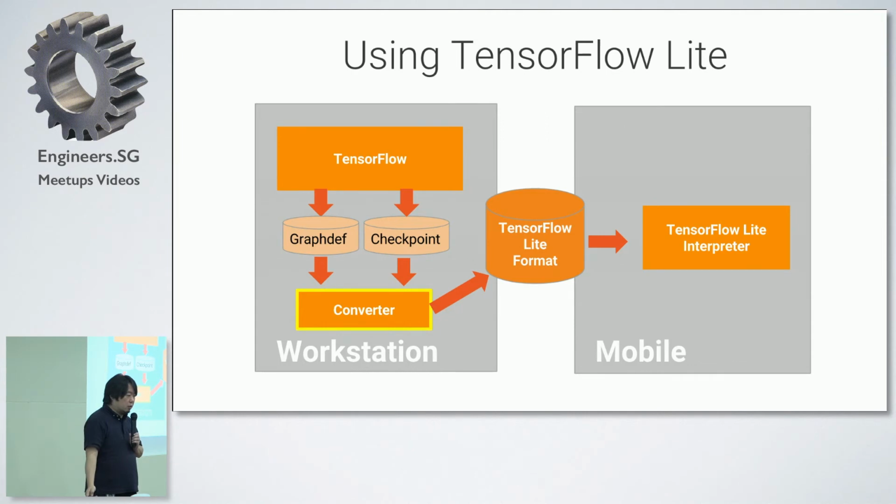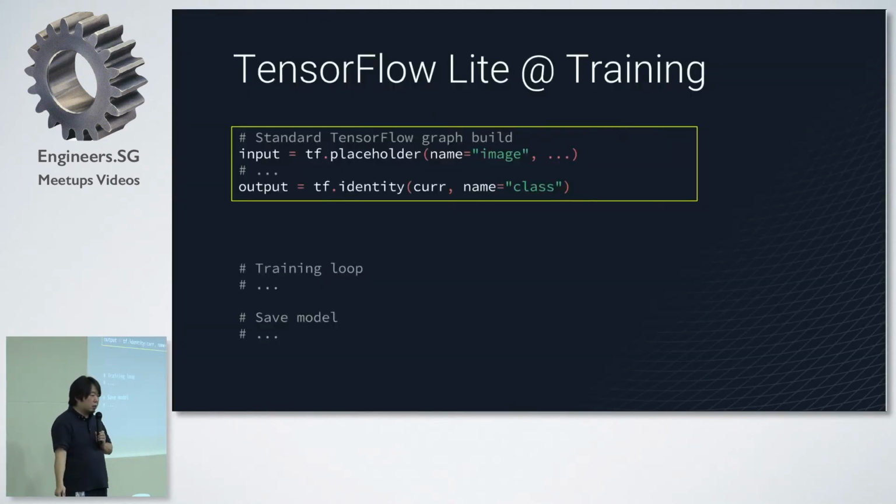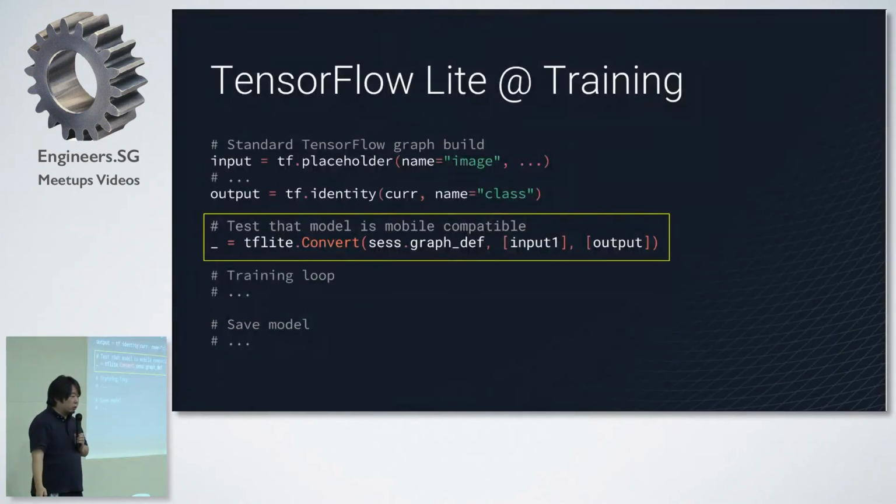So as I mentioned, it's not so easy. So you can just keep using the existing TensorFlow APIs, but you have to be careful about the operations. It is not the full operations. It's a subset of operations. So using the standard TensorFlow model with the subset of the operations, and using the existing TensorFlow API just like this, and then use the converter.